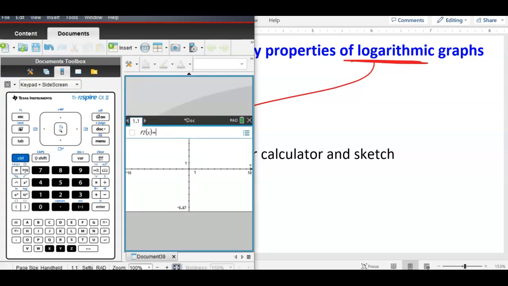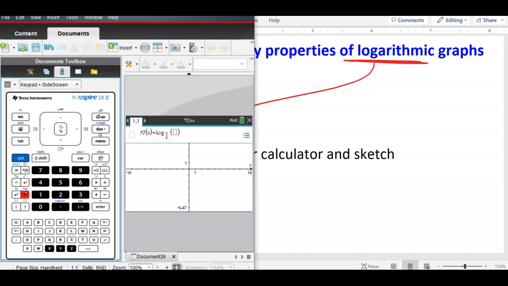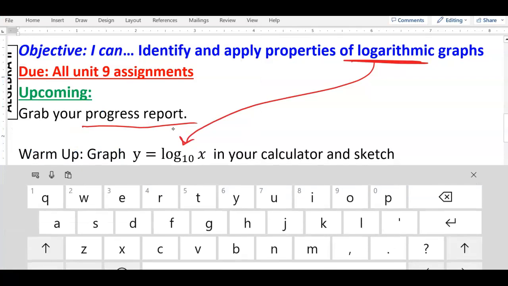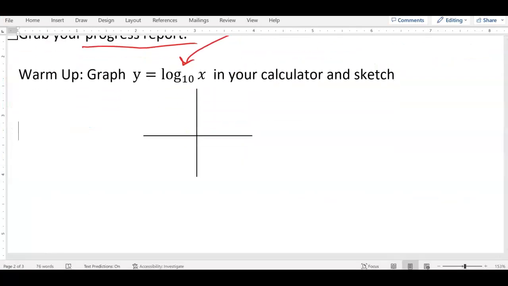Okay, to get log, do you see right here next to the number 1, there's a 10 to the x button, okay? And right above that, you see a little log, okay? That's where the log button is. So you have to press Control 10 to the x. So I'm going to press Control, and then right here, 10 to the x. And you should see that it makes log, and it has a space down here in the base, and then it has the parentheses. So remember, we are graphing log base 10 of x.